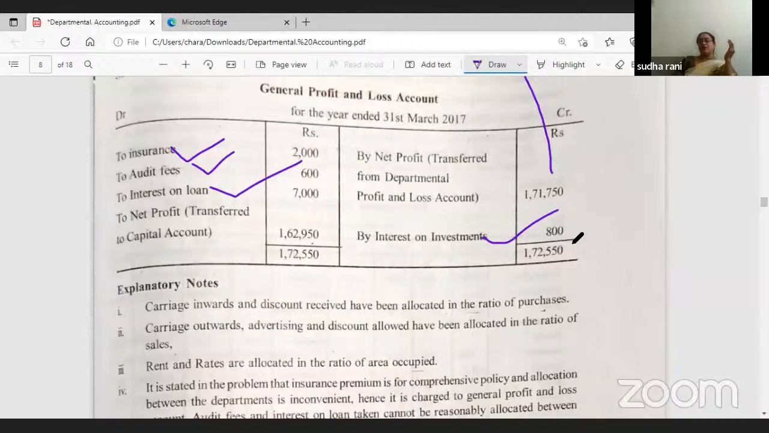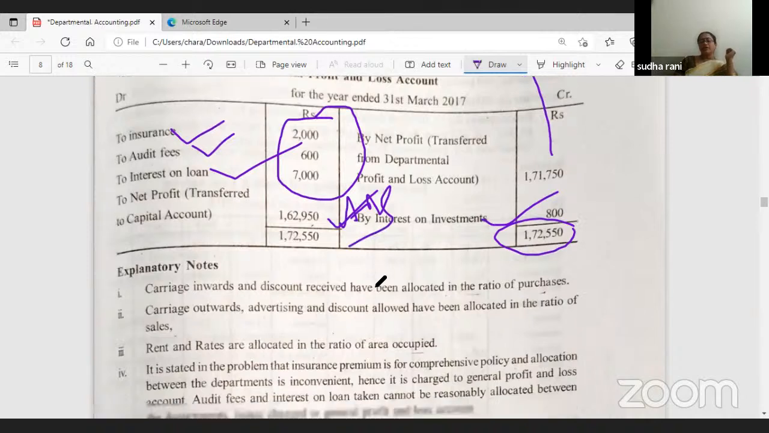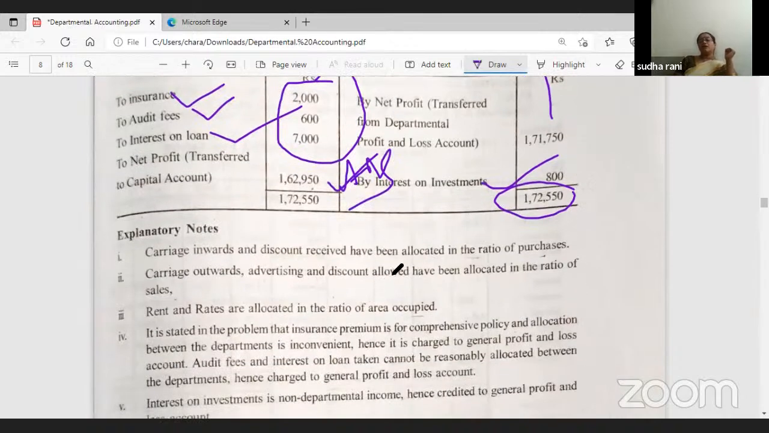The total of the credit side of the general profit and loss account is 1,72,550, and the total of the debit side you will get is 9,600. So from 1,72,550, if you subtract 9,600, you will get 1,62,950, which is the answer. Understood? So it's simple. Only thing you should know is what the expenses are, which expenses are apportioned, and on what basis.